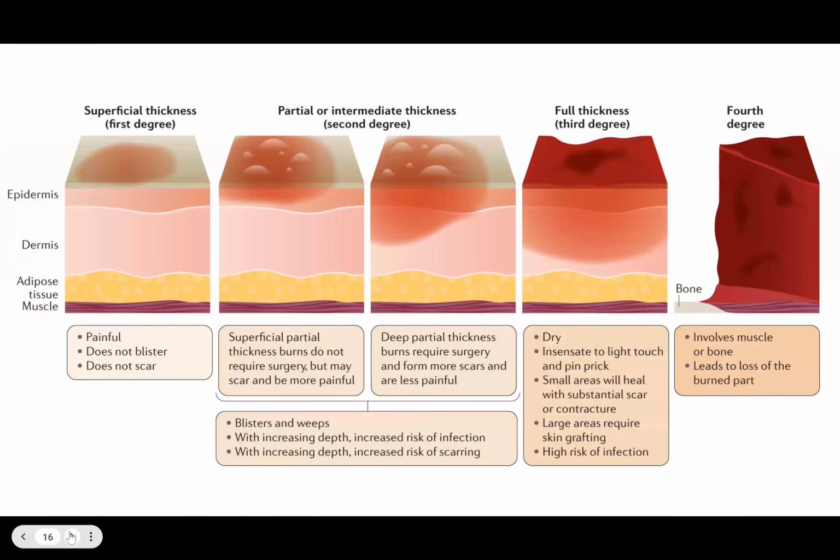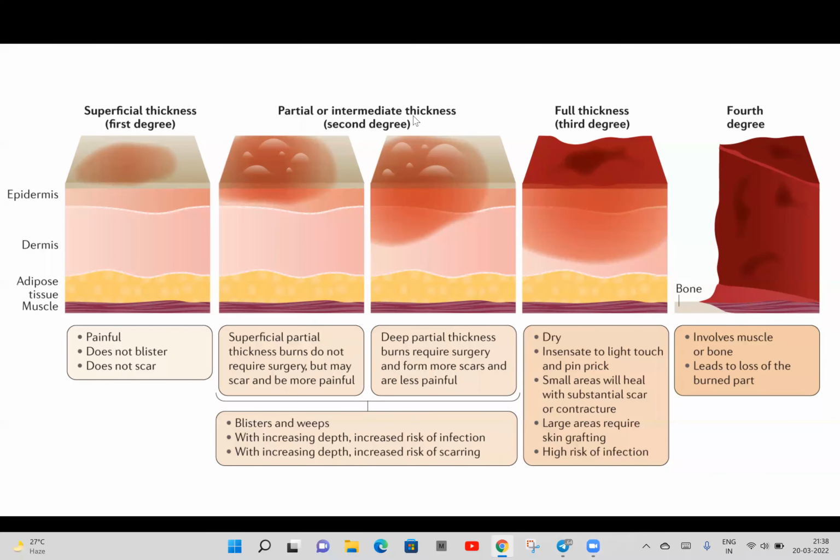Now the depth image. The first one is superficial thickness, first degree. There only the epidermis is involved and it will be very painful. It does not blister and there won't be any scars. Then partial thickness burns. We can divide them into 2 types. Superficial thickness.